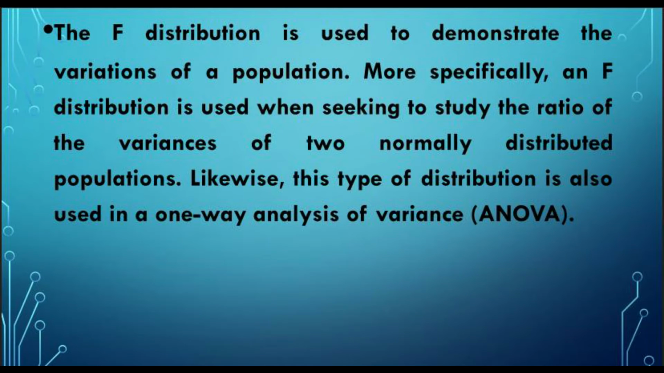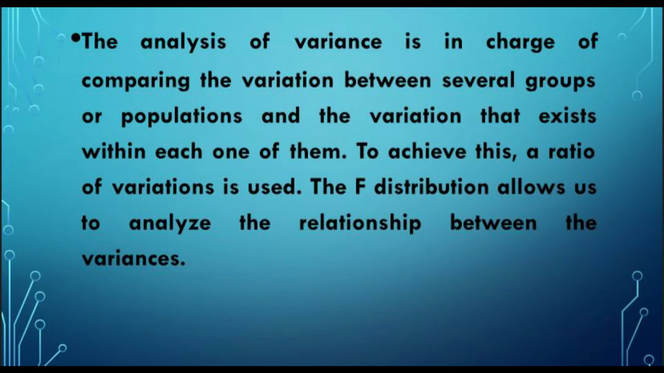The F distribution is used to demonstrate the variations of a population. More specifically, an F distribution is used when seeking to study the ratio of the variances of two normally distributed populations. Likewise, this type of distribution is also used in a one-way analysis of variance, ANOVA. The analysis of variance is in charge of comparing the variation between several groups or populations and the variation that exists within each one of them. To achieve this, a ratio of variation is used. This way, the F distribution allows us to analyze the relationship between the variances.